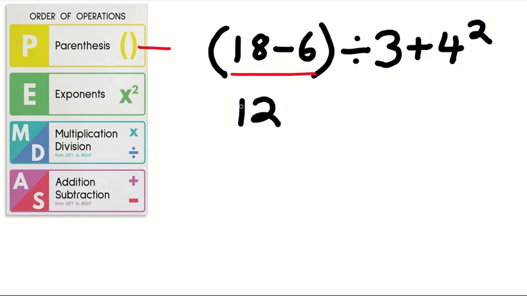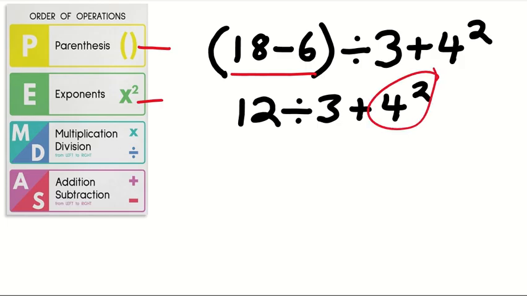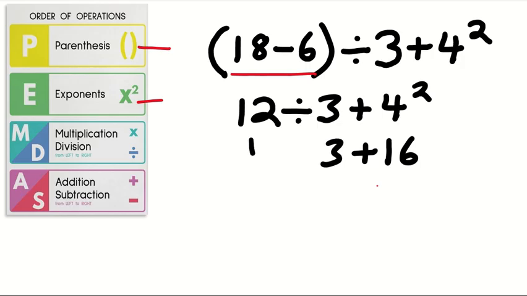The parentheses go away, leaving us 12 divided by 3 plus 4 to the second power. Now our next step says we got to do exponents. Well, we have an exponent right there. 4 to the second power is the same as 4 times 4, and we know that 4 times 4 is 16. So let's go ahead and write a 16 right there, and then we'll just fill in everything else so it's the same.